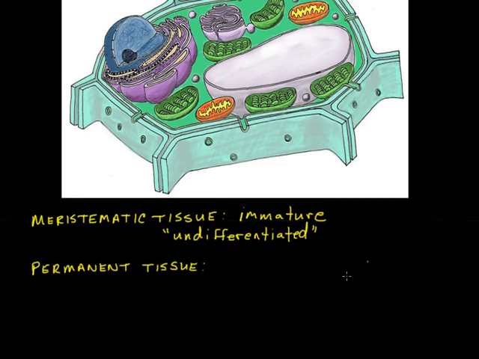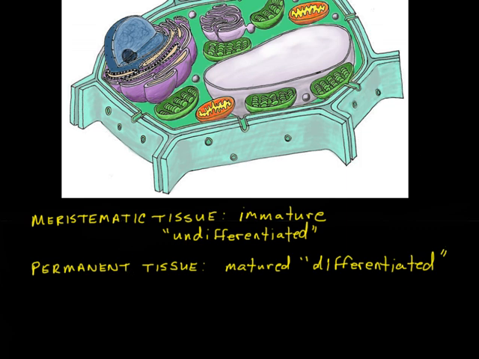On the other hand, permanent tissue contains cells that are no longer dividing, and they start to specialize. They start to turn into various types of cells, root cells, for example, or epidermal cells in a leaf. And so these have matured, we can say, and they are also said to have been differentiated. So meristematic tissue immature, permanent tissue matured. So therefore, all permanent tissues at one point were meristematic tissues.